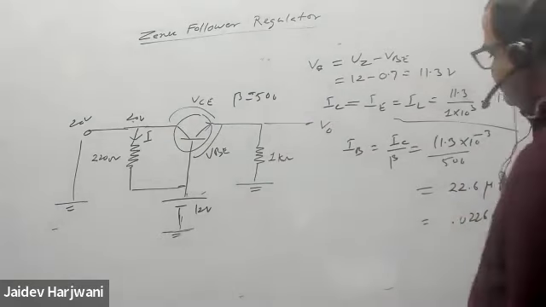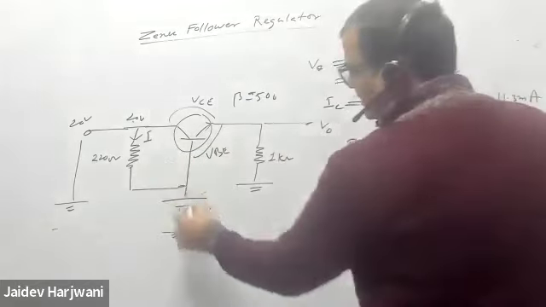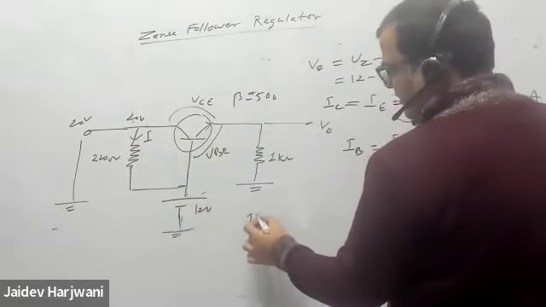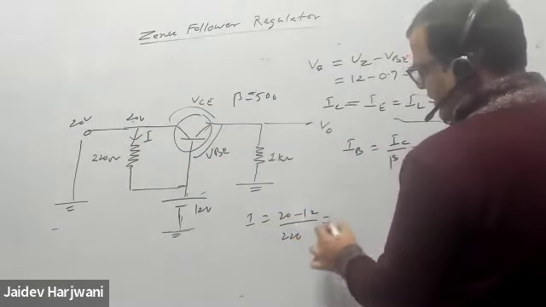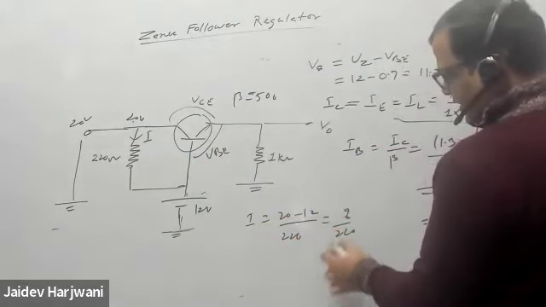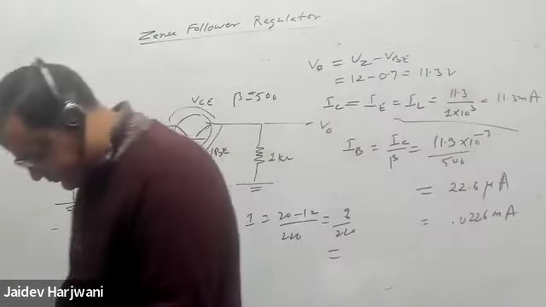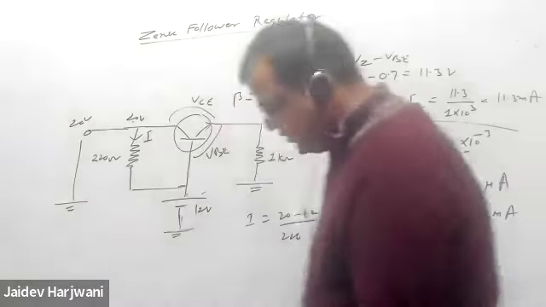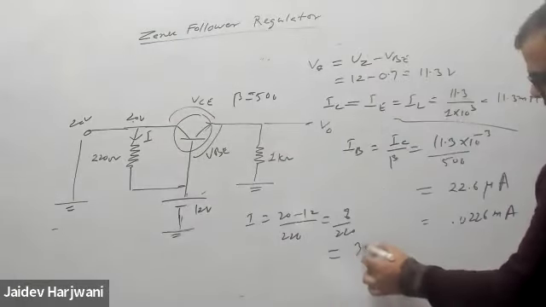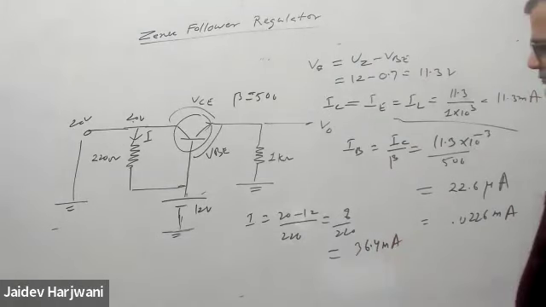Okay, and you can find I in the circuit. I will be your 20 minus 12 upon 220. So 8 upon 220, how many milliampere is coming? I is 36.4 milliampere.